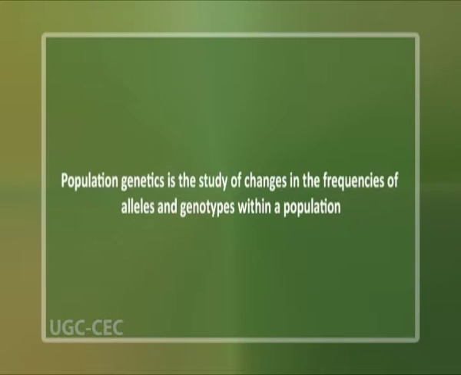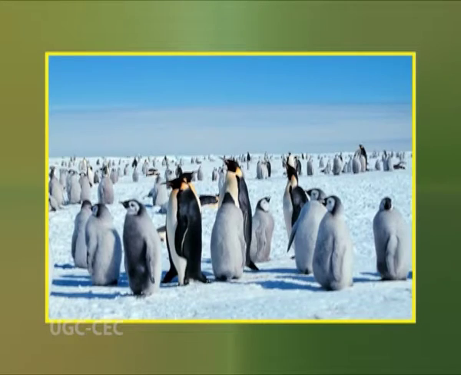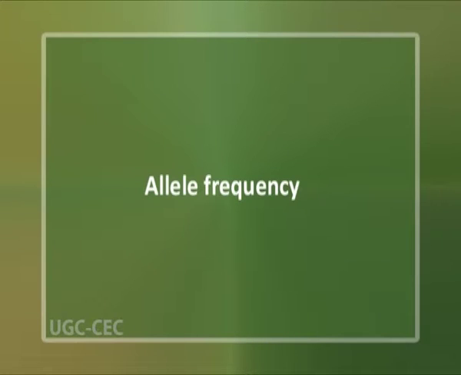Population genetics is the study of changes in the frequencies of alleles and genotypes within a population. Population genetics is a subfield of genetics that deals with genetic differences within and between populations and is a part of evolutionary biology. A population is a group of organisms of the same species usually found in a clearly defined geographical area at a specific time. Now, let me begin with the first part of today's lecture, the allele frequency.